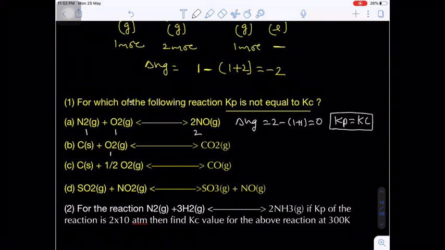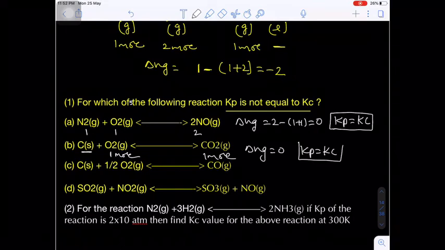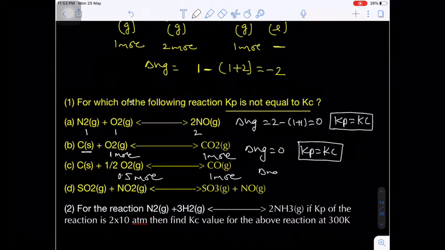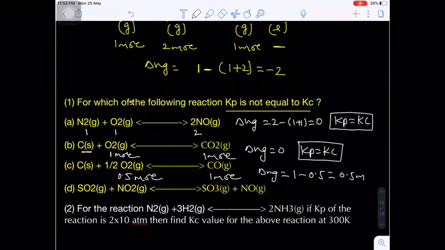Now the second one. Just now I told you carbon is solid graphite, so we should not consider it. Here 1 more, here 1 more, 1 minus 1, 0, delta Ng 0. Again Kp is equal to Kc. Now in the third case, half O2, that is 0.5 moles on the left hand side and 1 mole on the right hand side. So delta Ng value is equal to 1 minus 0.5, that is equal to 0.5. That means here Kp is not equal to Kc. Here always Kp is greater than Kc. Are you getting my point?